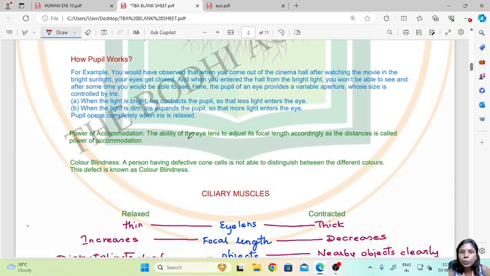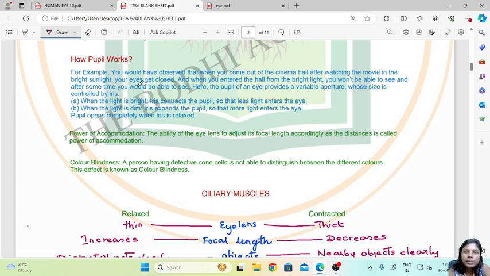Now, how does the pupil work? Let's take an example. You would have observed that when you come out of the cinema hall after watching a movie in the bright sunlight, your eyes get closed. So this is something we have noticed. In the cinema hall it is dark and the focus of light is only in one place. But the minute you come out of the cinema hall, our eyes tend to close because we are exposed to extremely bright light. And when you enter the hall from bright light, you won't be able to see after some time. After some time you would be able to see. Initially when you enter from a very bright place to a darker place, it's difficult to see. You tend to see darkness around.